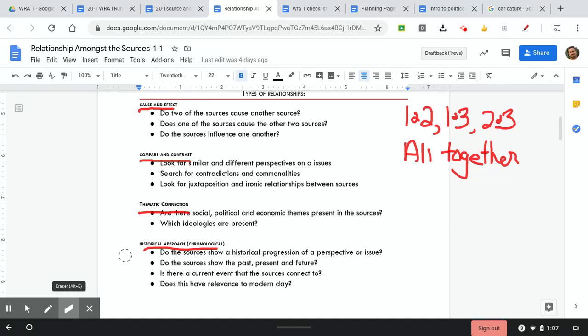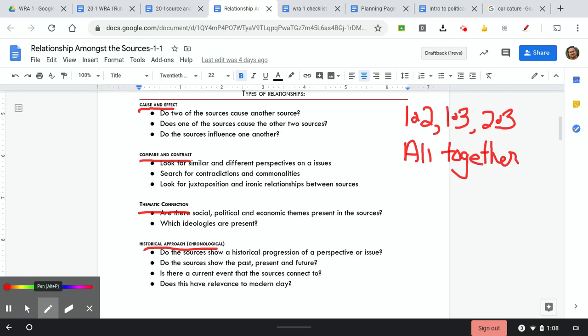Does one of the sources cause the other 2? Or do the sources influence one another? If this is the case, you want to specifically address that it is a cause and effect relationship. Use those specific words.